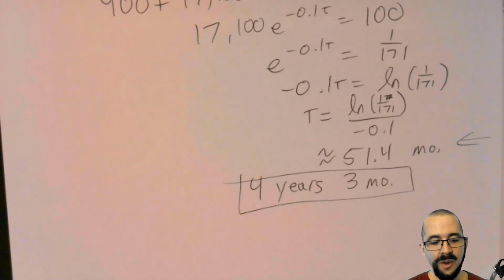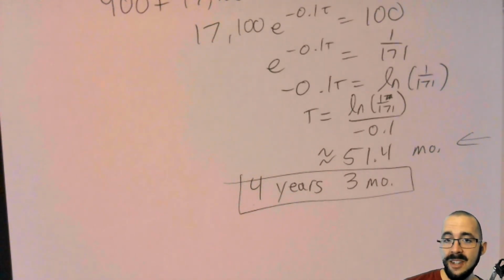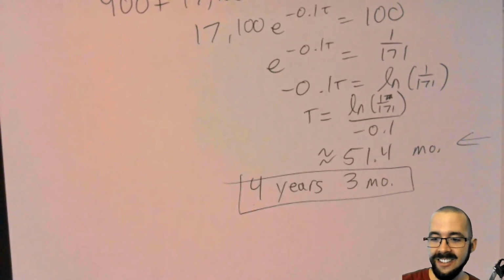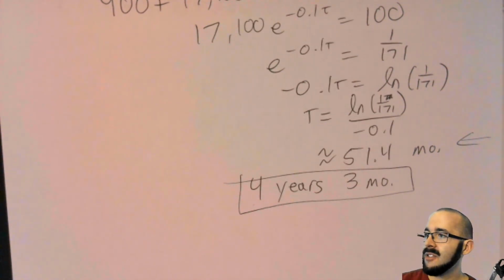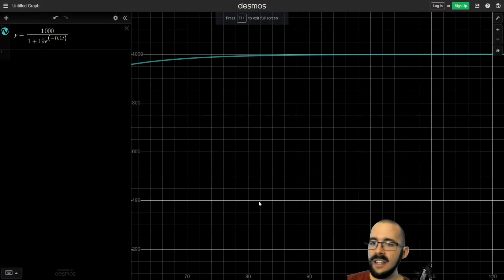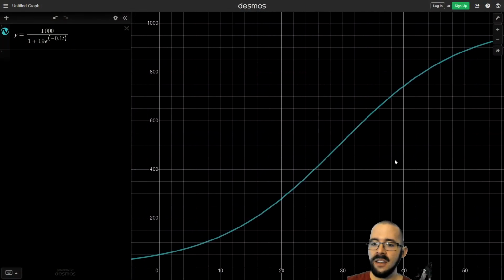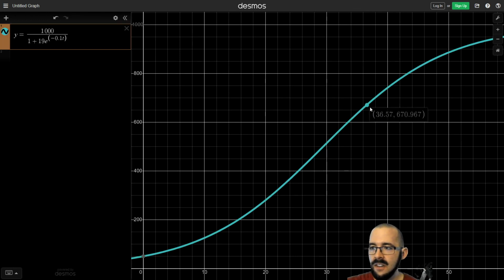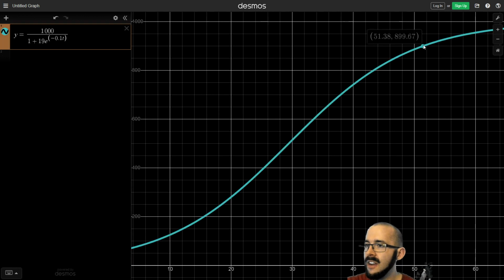So yeah, maybe if we wanted a robust fishing population, we should have introduced more fish into the lake. Okay. And again, as a reminder, this is what it's looking like. We're asking, okay, how long until there's 900 fish? That's the y value here. Y value is 900 right around here, which is, yeah, 51.4 months. All right, so it's verified by the graph.